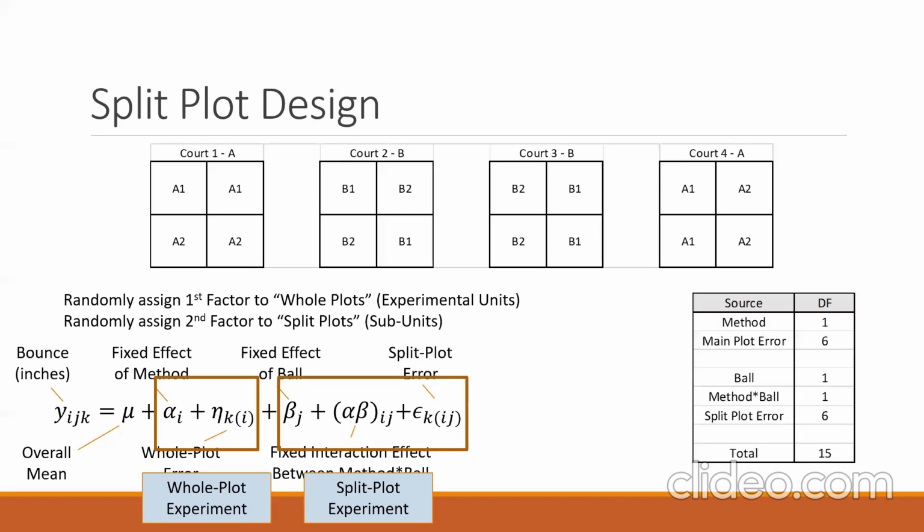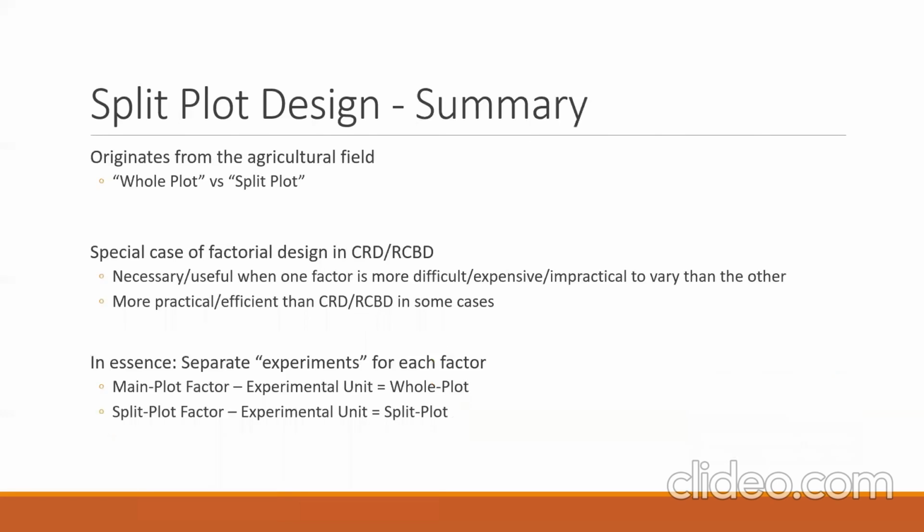We have a whole plot unit and a split plot unit. And this is reflected in the ANOVA table as well, where we essentially have 2 different sections: the whole plot section of the ANOVA table, and the split plot section. When we're looking at the whole plot section, we're going to use that main plot error term to calculate our F ratios. And when we're looking at the split plot section, we're going to use the split plot error to calculate our F ratios. So that's the general overview of split plot design.